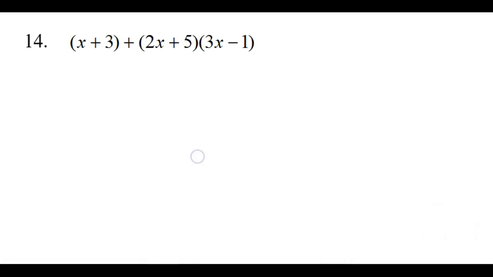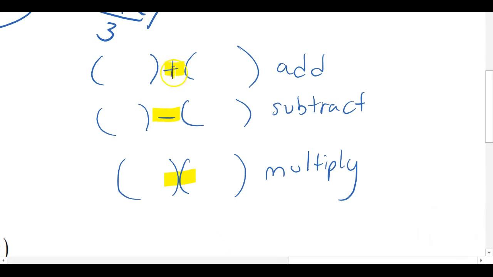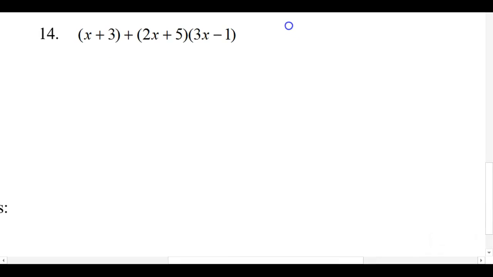Now this one can be a bit tricky because we've got two things going on here. First, remember, let's go back up here. If I have plus between the parentheses, I add. If I have subtract or minus, I subtract. And if I have nothing, I multiply. Well, guess what? Here, I have plus, so I'm going to add. But here, I have nothing, so I'm also going to multiply.